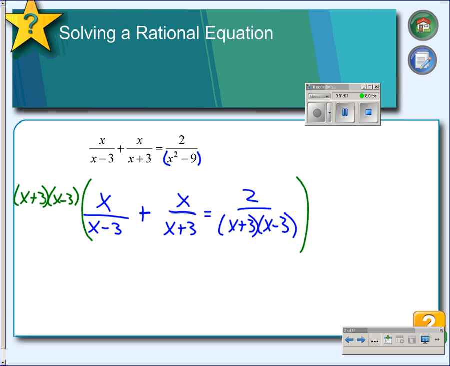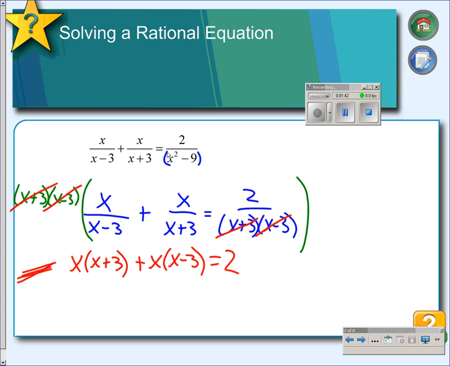So when I multiply this first fraction by x plus 3 and x minus 3, the x minus 3 cancels, so I just have x times x plus 3, denominator's gone. Then when I multiply the second fraction by the common denominator, the x plus 3's cancel, so I have x times x minus 3. When I multiply the third fraction by the common denominator, all parts of the denominator cancel, and I only have 2 left.